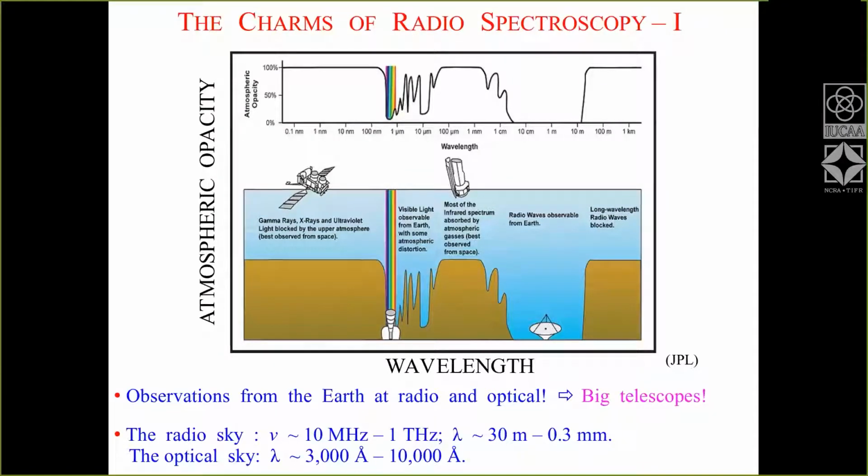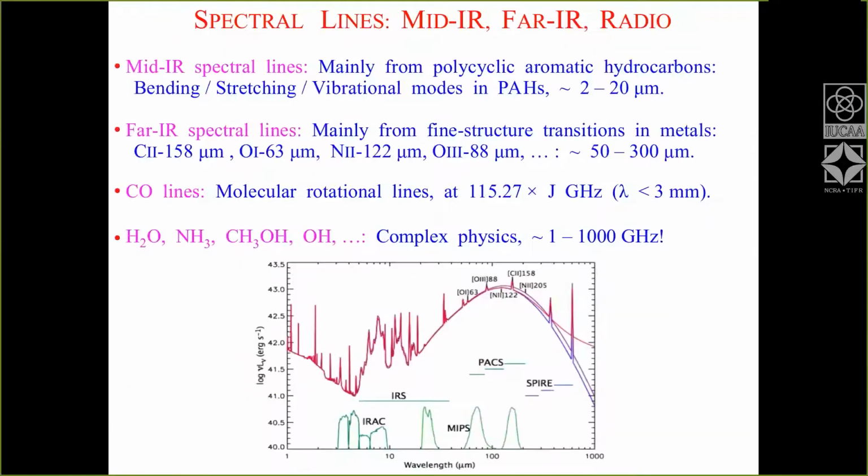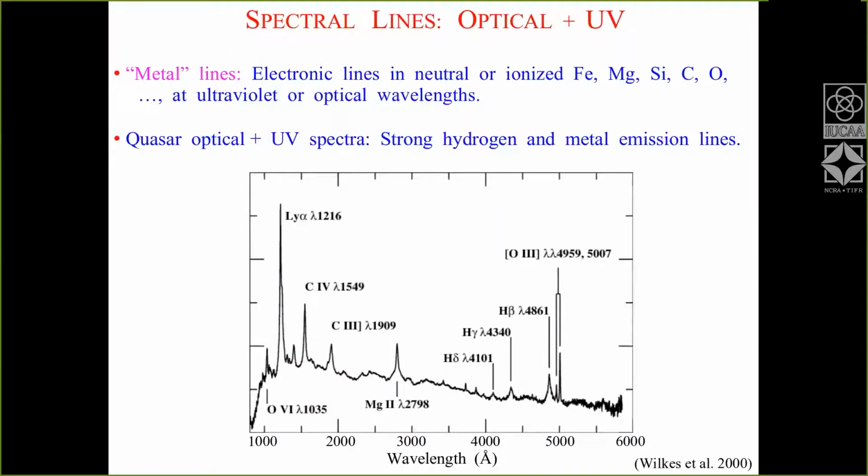Sir, I have one question. You showed the spectrum from the distant quasars. There we had ionized carbon, which was relatively very strong. My question is, why is the carbon so much ionized there? What is the physics behind it? That's a good question.